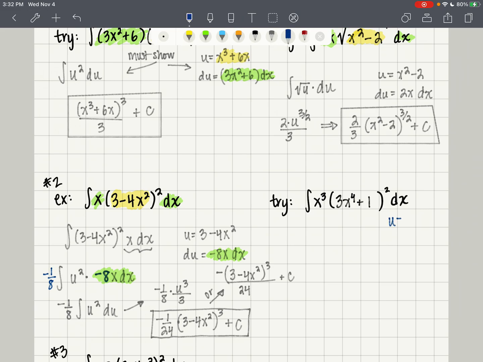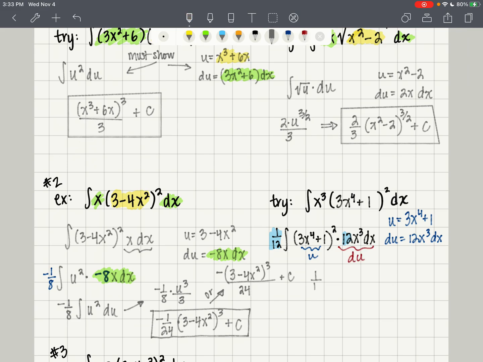Okay, and I'm going to show my work in blue here. u equals 3x to the 4th plus 1, and du equals 12x cubed dx. So we have an x cubed dx, but we need a 12. So I'm going to multiply the outside by 1/12 and the inside by 12. So see this 12 and this 1/12, when you multiply those together, you get 1. But this allows us to say u squared du.